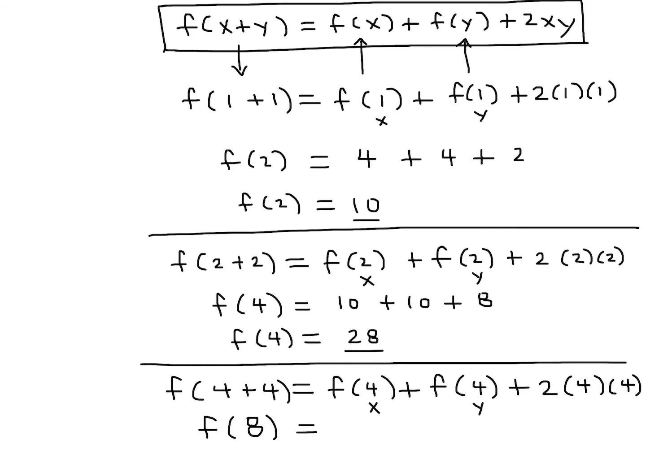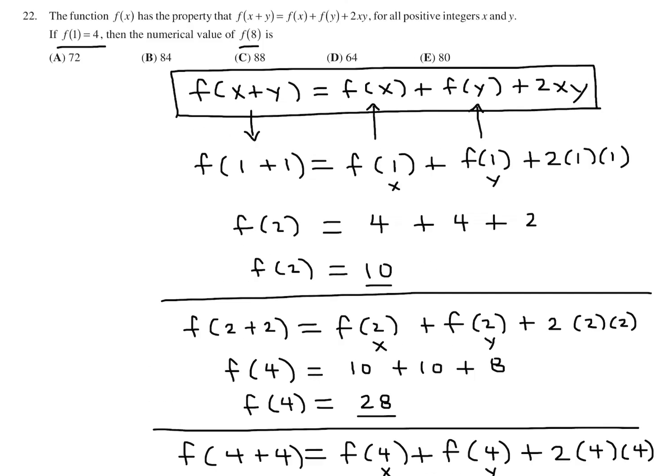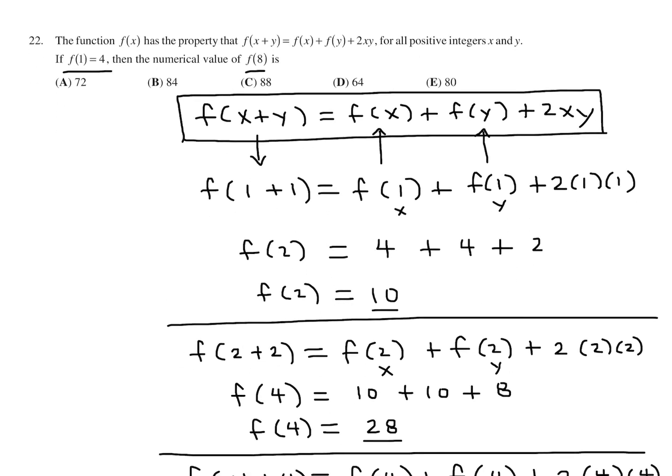F at 4, the numerical value is 28. Another 28 there. And then 2 times 4 times 4 is 32. And therefore 28 plus 32 is 56 plus 32, which would be an 88. F at 8, so 88 is the answer, and therefore the answer is C.